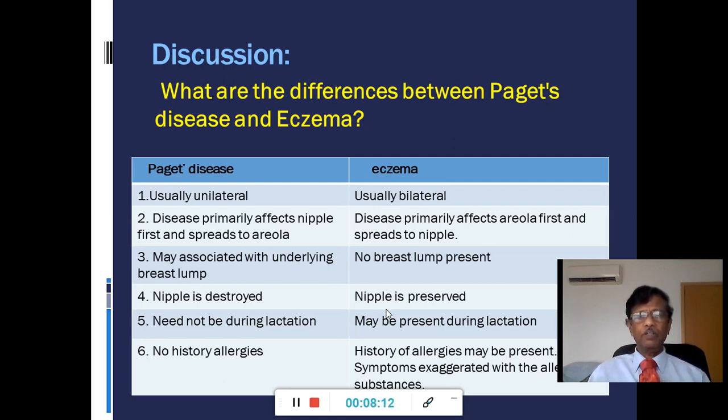It need not be present during lactation in Paget's disease, but it is very commonly seen during lactation in eczematous conditions. There is no history of allergies in Paget's disease. There can be a history of allergies such as hay fever in eczema, and these allergic symptoms may get exaggerated with allergic substances exposed or ingested.